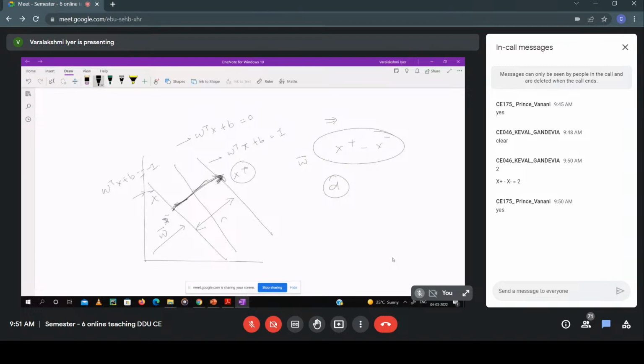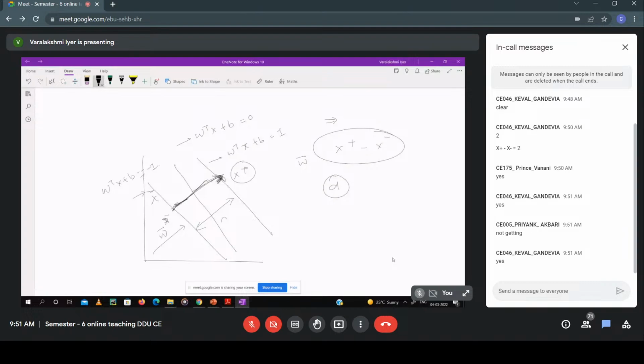So ultimately, x positive minus x negative will be equal to 2. So your distance value will be equal to 2 by magnitude of w. This is a unit vector, so this value will be equal to 1. So ultimately, the margin distance value will be equal to 2 by magnitude of w. Are you getting this point? Up to this, everyone is clear? Yes or no? Just let me know. Okay, Priyank, what is the doubt?